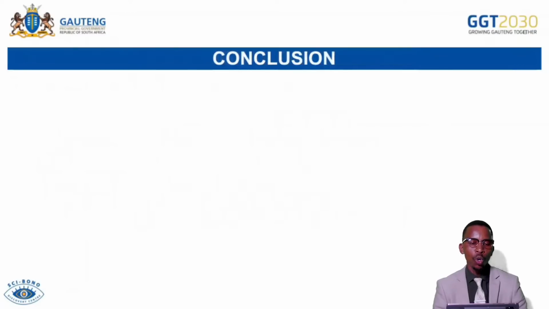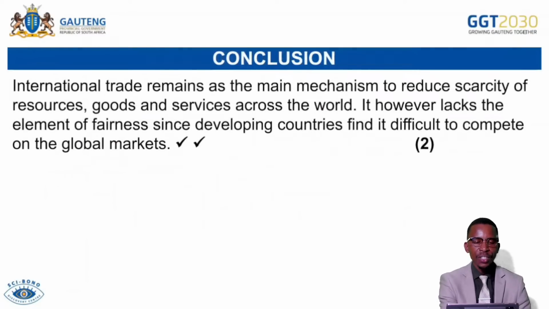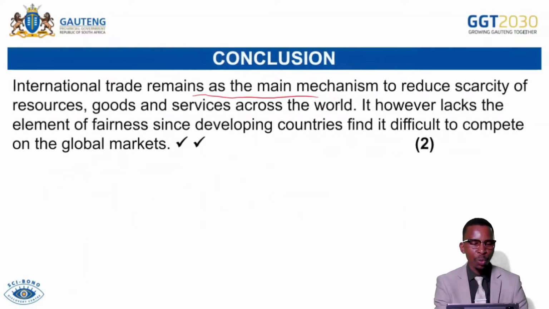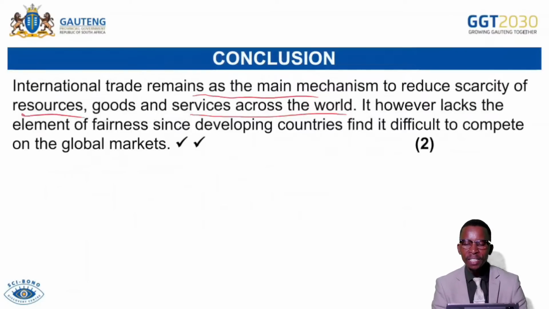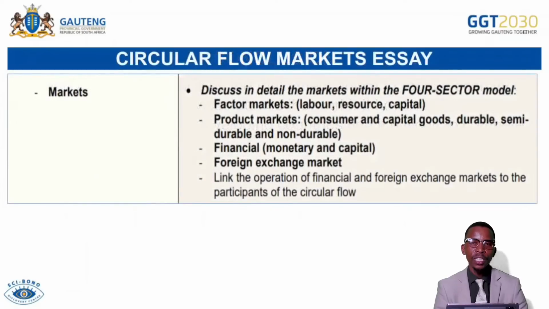And then your conclusion, for example: international trade remains the main mechanism to reduce scarcity of resources, goods and services across the world. It, however, lacks the element of fairness since developing countries find it difficult to compete in the global market. That was your essay for macro.